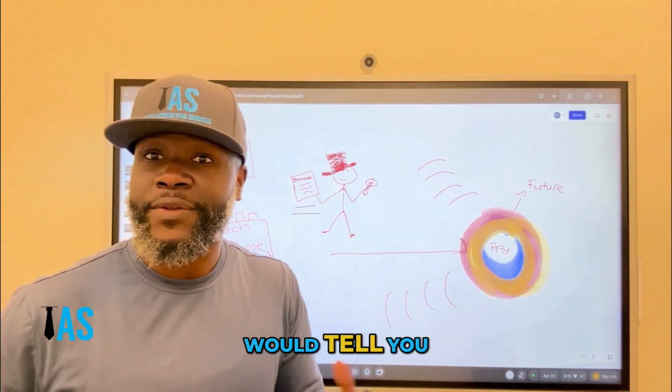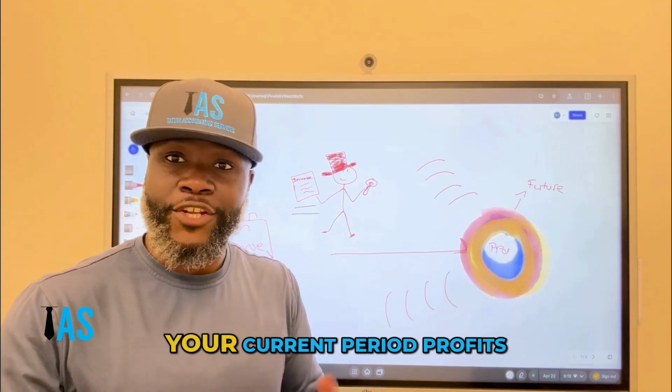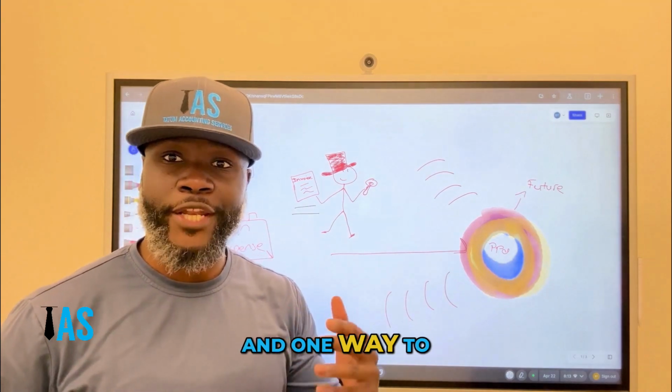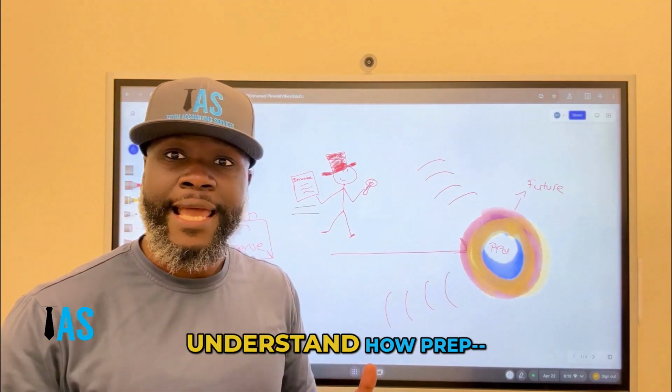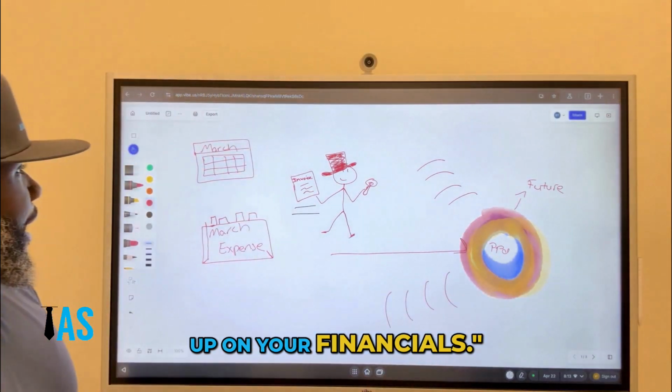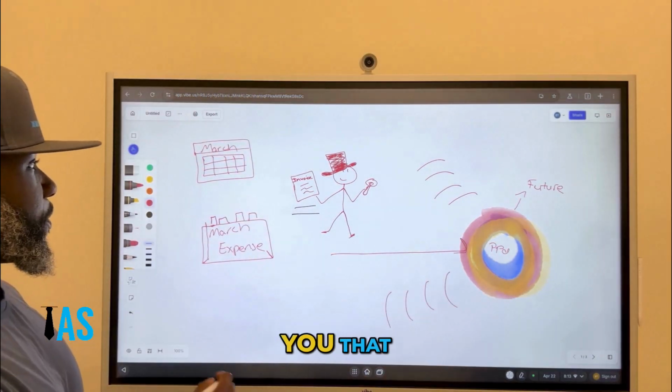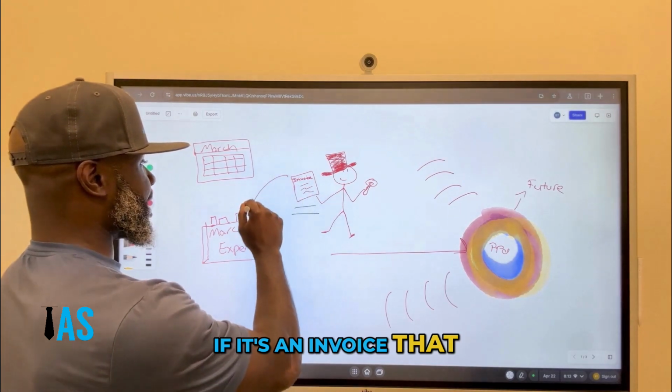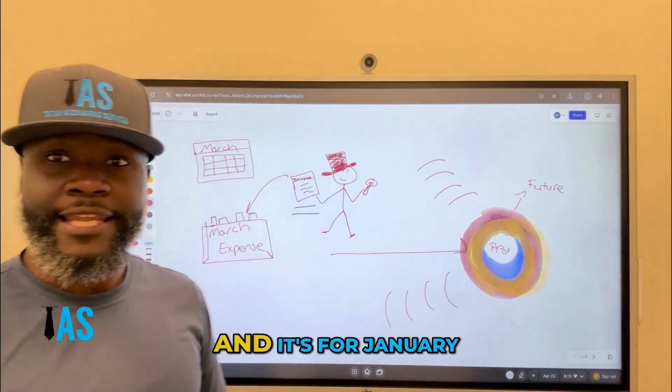Because that's what I would tell you. I would say, hey, you want to protect your current period profits. And one way to do that is to understand how your prepaid expense is supposed to show up on your financials.